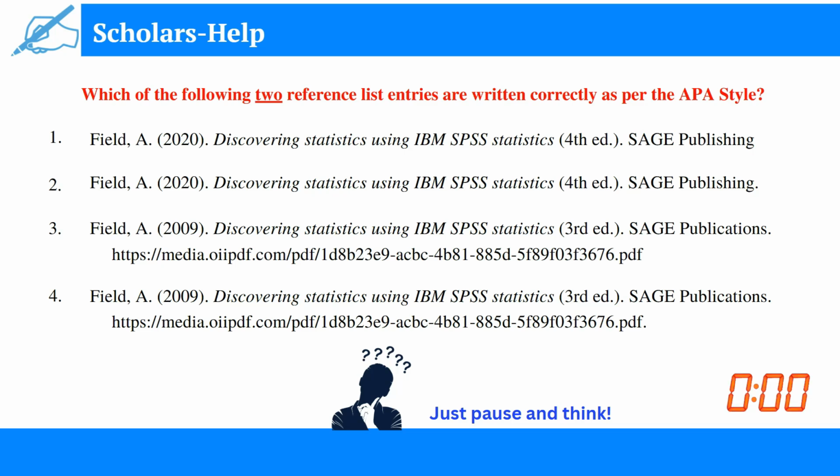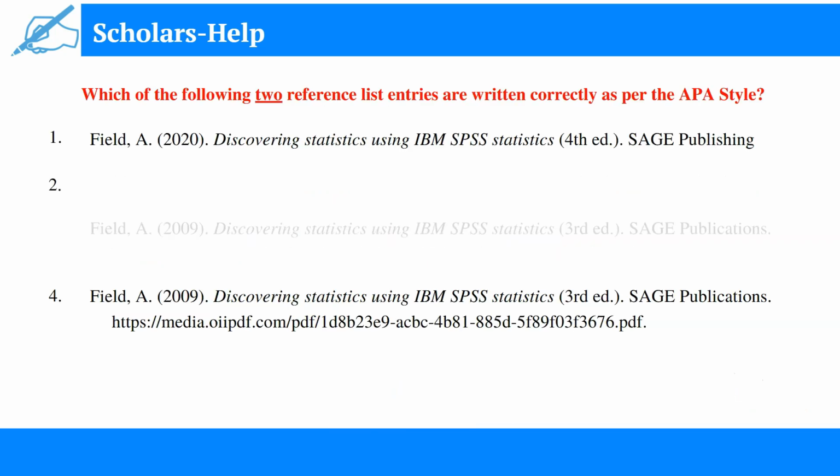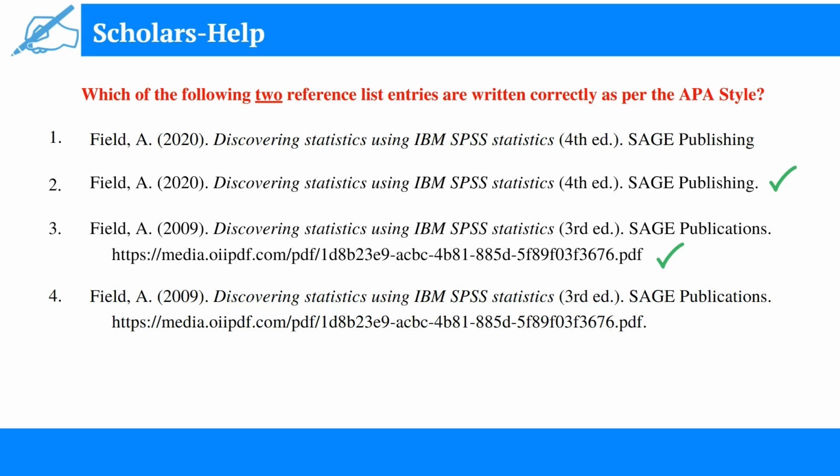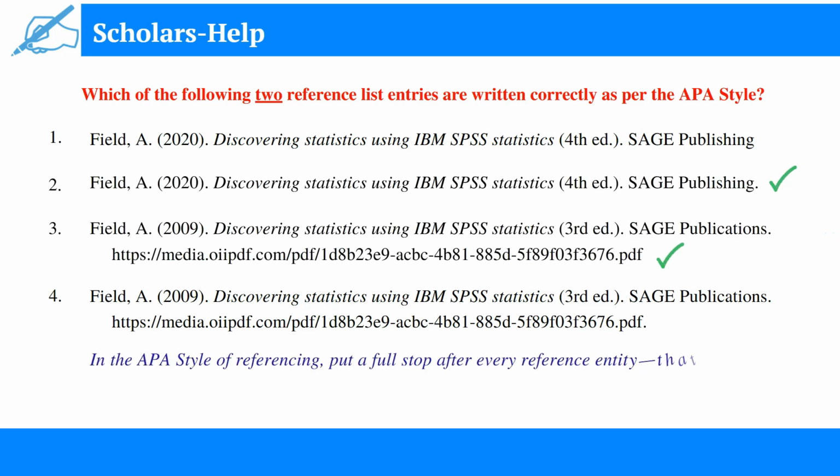So, the correct answers are the 2nd and 3rd reference list entries. The 2nd reference ends with a full stop, whereas the 3rd reference ends without a full stop. These 2 references are correct because in the APA style of referencing, put a full stop after every reference entity, that is, after the author, date, title, and source.